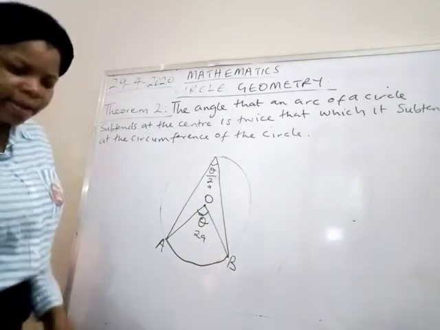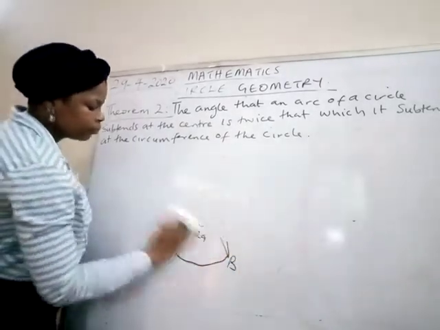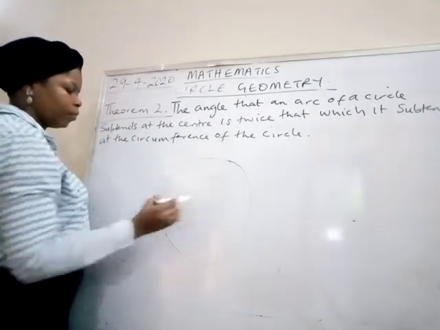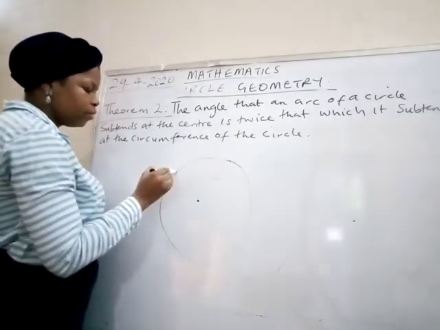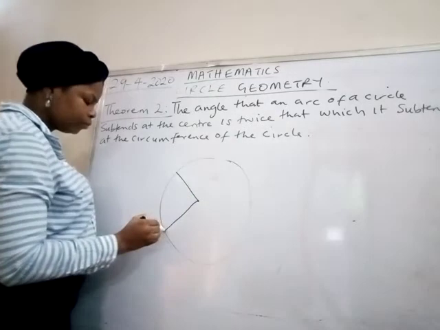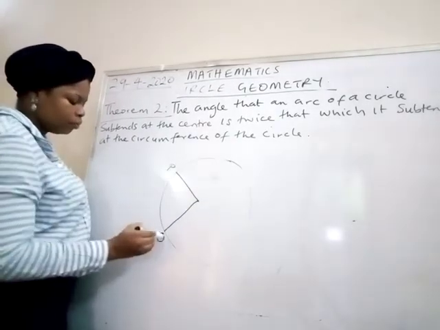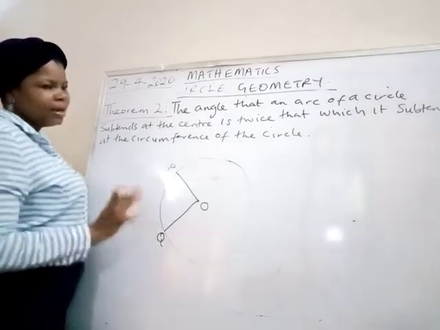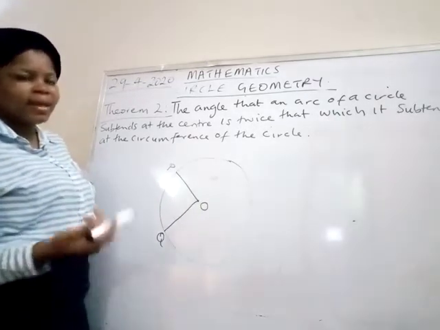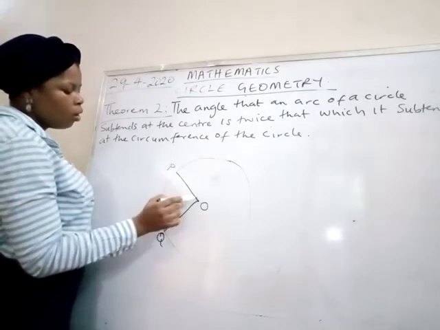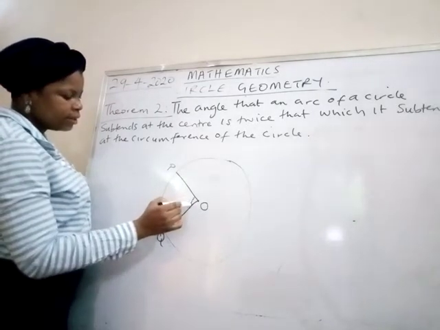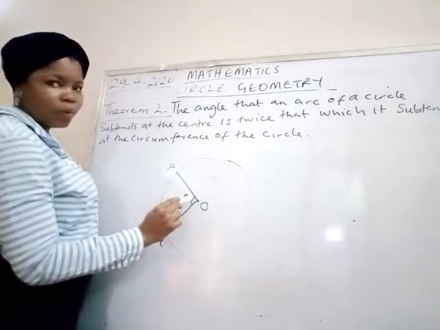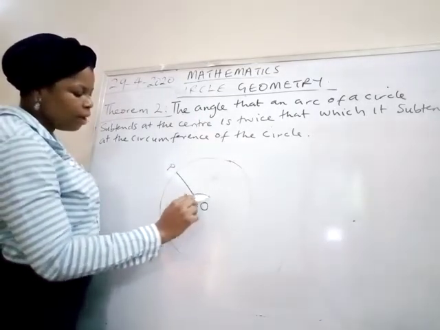Let me draw another diagram. This is the center of a circle, O. PQ, now you can see I have another arc, PQ. Now, there is what we call a reflex angle. POQ, taking theta into consideration, is one angle. Now, the reflex angle that we have is this angle here.